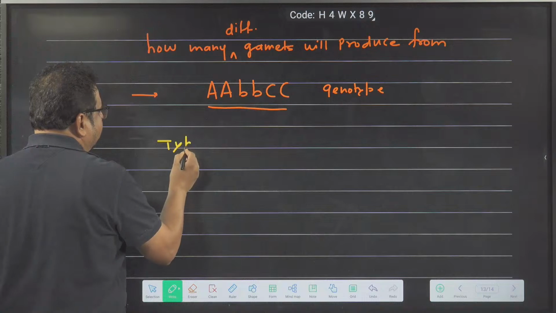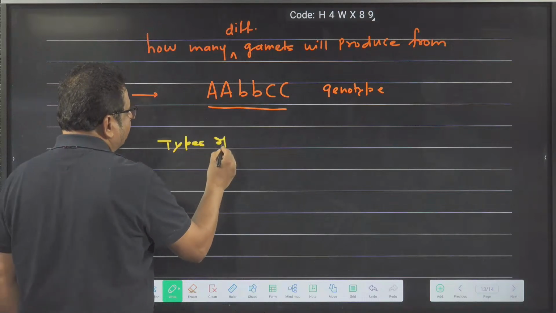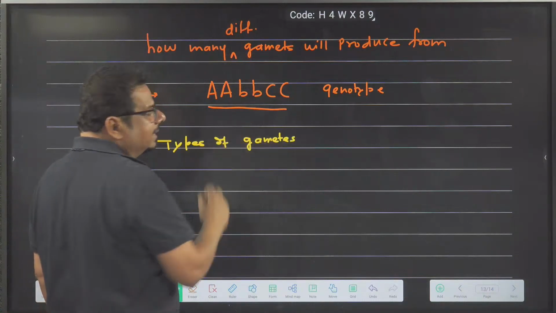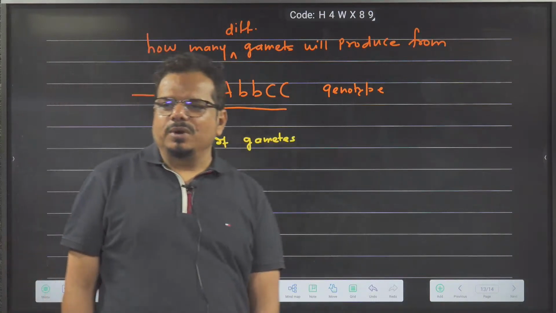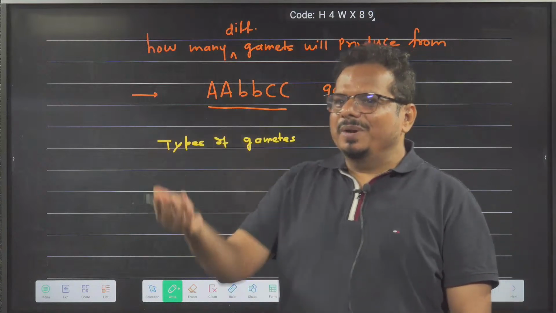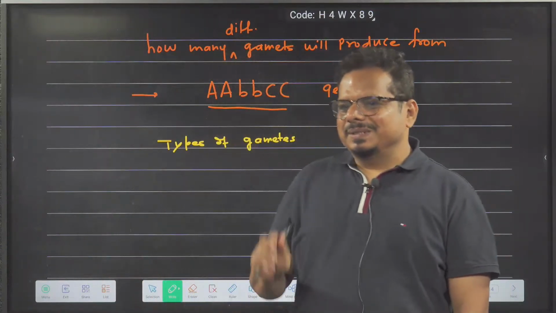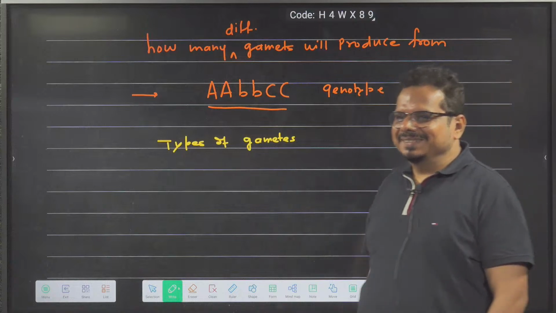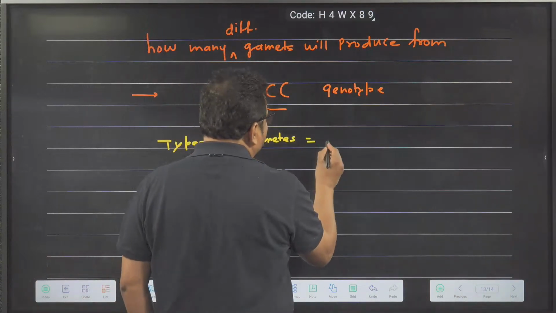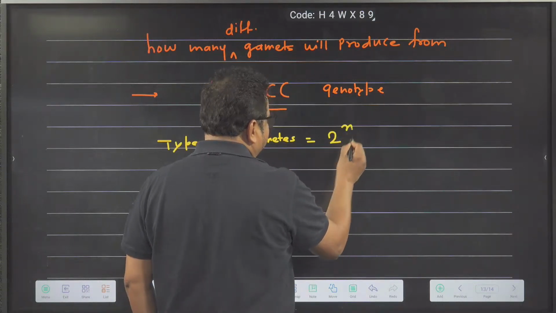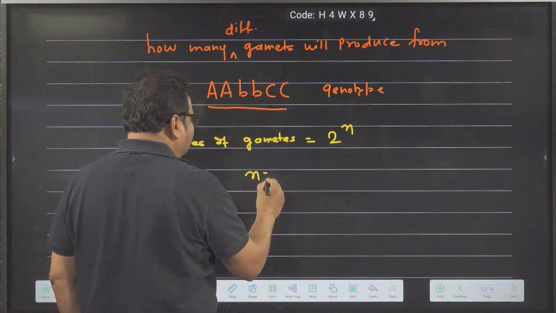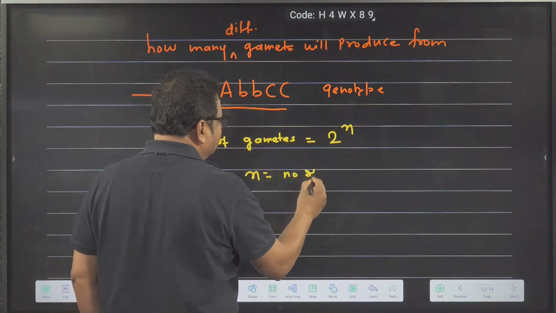The types of gametes equal a formula. I will tell it up to detail. So those who know it, there is something for you also, don't worry. Students who have given the correct answer, don't stop listening. For you, after a few minutes, something new is there. Okay, so listen. The types of gametes equal, there is a formula, 2 to the power n. And what is n here? n equals the number of heterozygous characters.